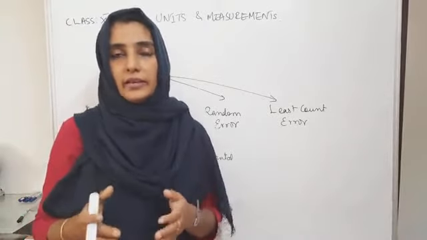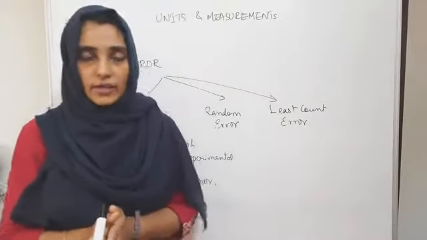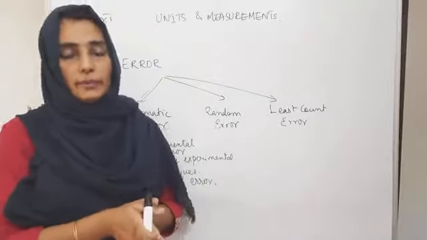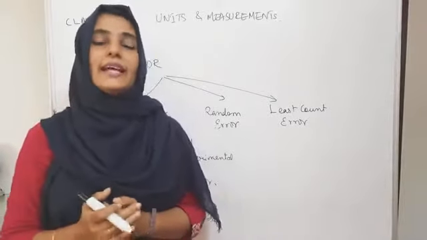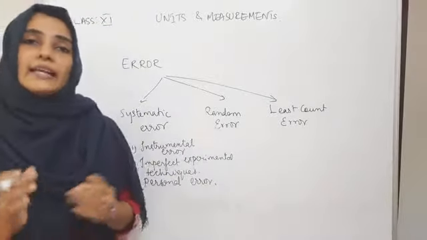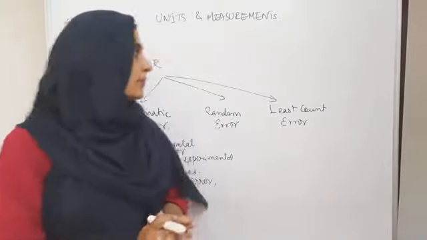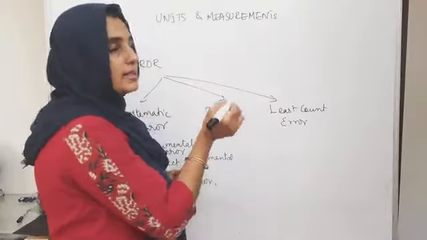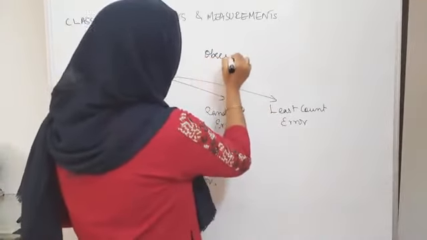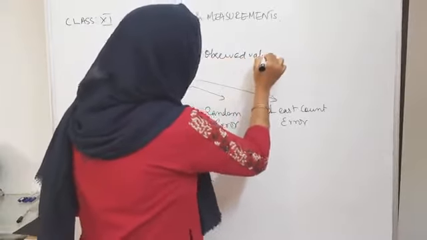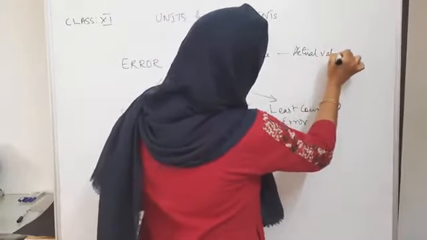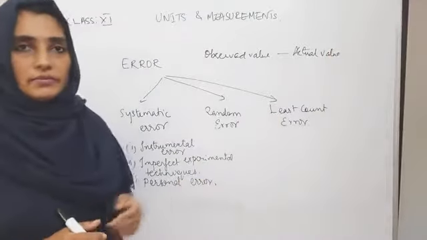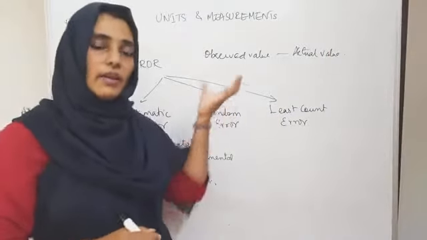When you don't have a standard value or true value to compare with, we take a set of measurements and take the average of this, and that can be taken as the true value. So the error is always the observed value minus the true value. It is the observed value minus the actual value, and it can be negative or positive.